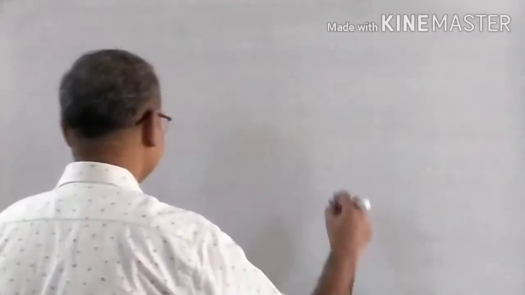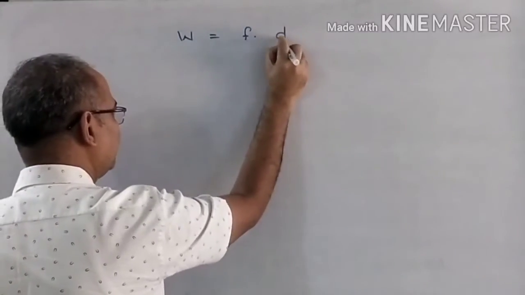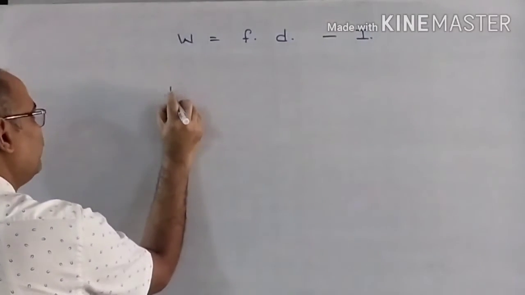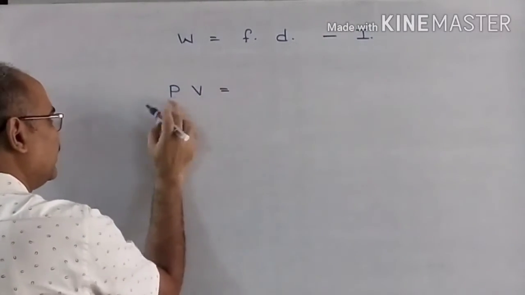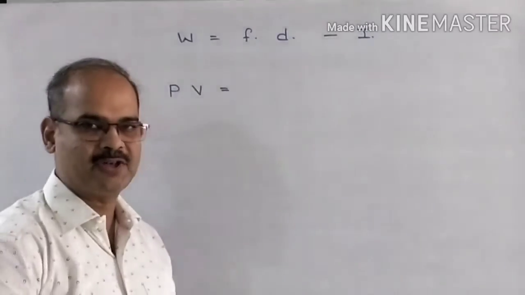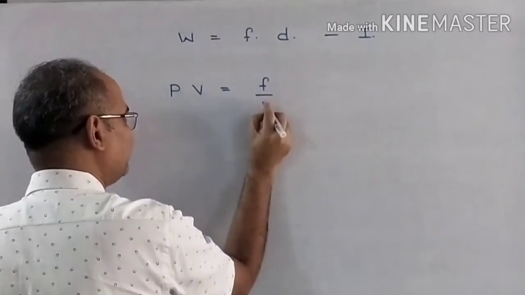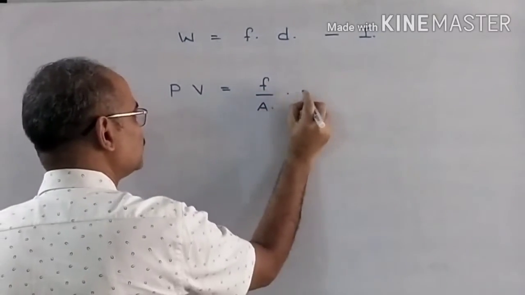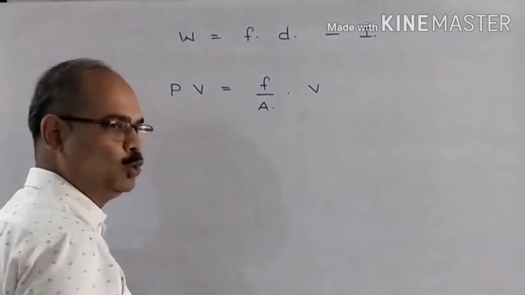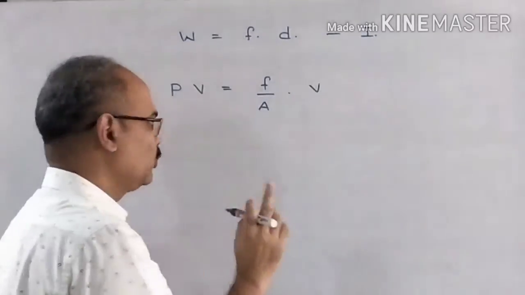We have studied that in mechanics, W is equal to F into D. Call this expression number 1. We want to prove that the product of pressure and volume is work. So let us take P into V. What is pressure? Pressure is force per unit area. Let the force be F, let the area be A. So pressure will be equal to F upon A, into volume. So PV will be equal to F upon A into V.